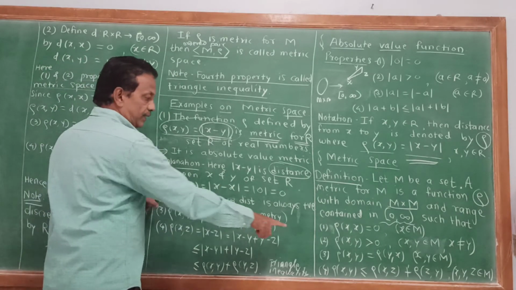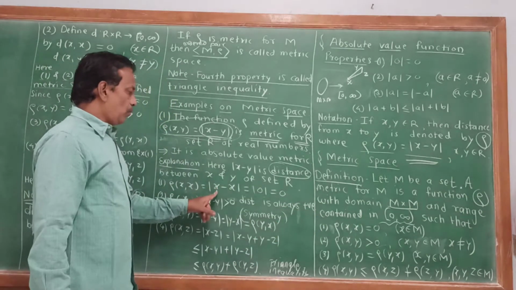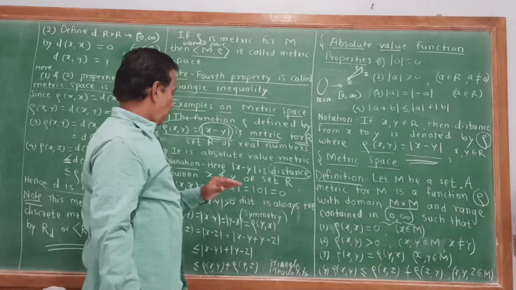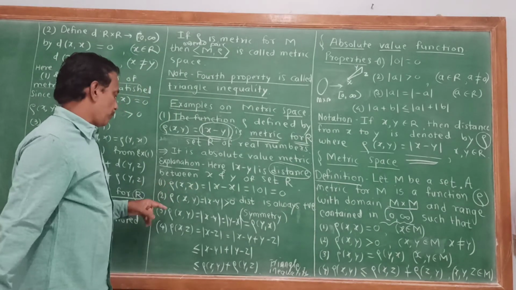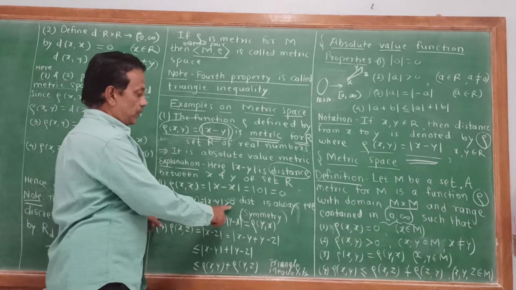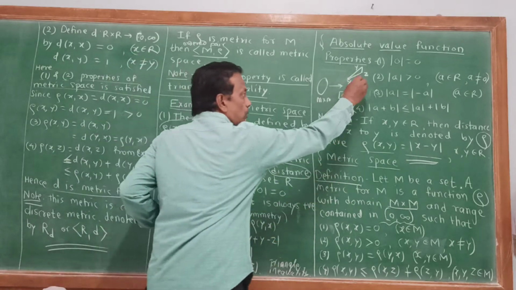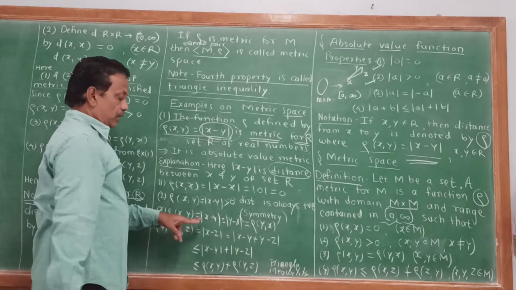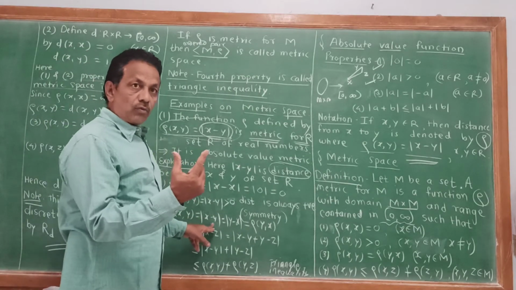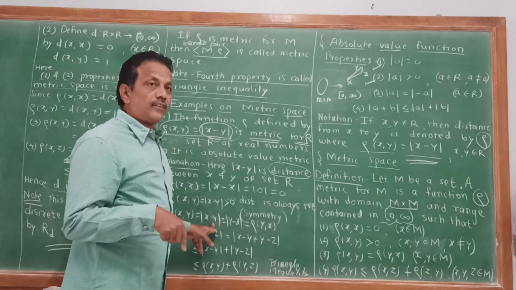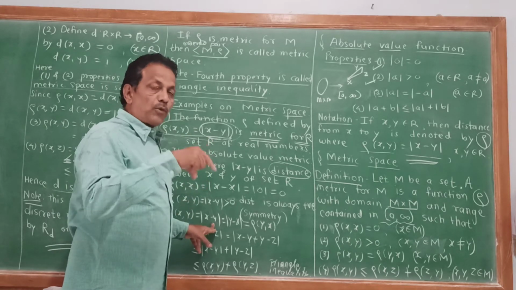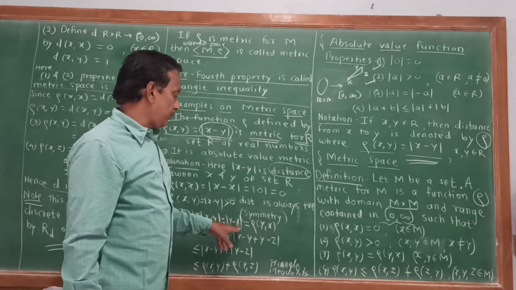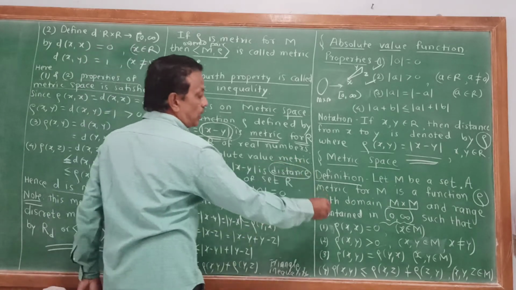First property, rho of x x. We write mod x minus x, that is mod 0, that is 0. Therefore, first condition is satisfied. Second, rho of x y is equal to mod x minus y, greater than 0, is also satisfied because it is positive. Third, rho of x y is mod x minus y. Mod x minus y can be written as mod y minus x. In absolute value, we can change the sequence x y to y x, and that is rho of y x. Therefore, third property is also satisfied.